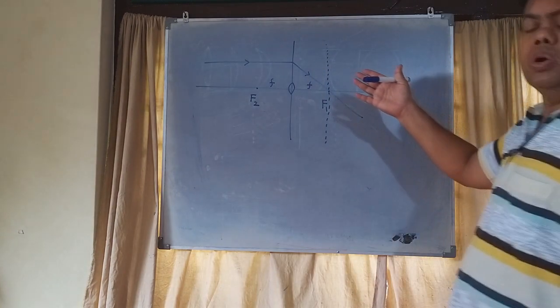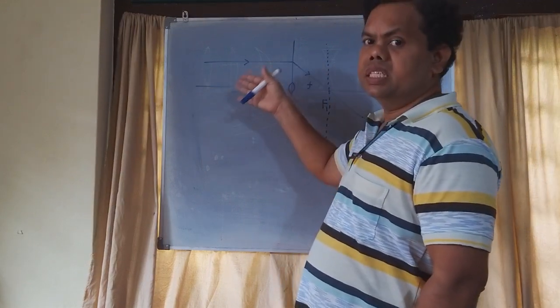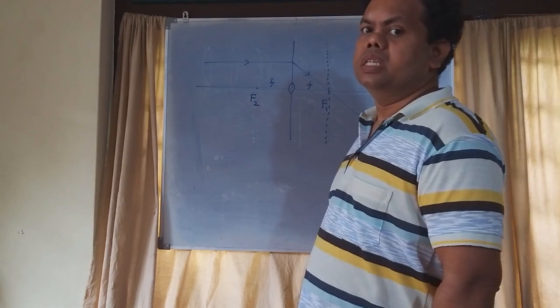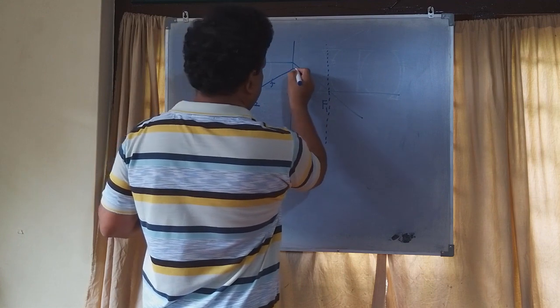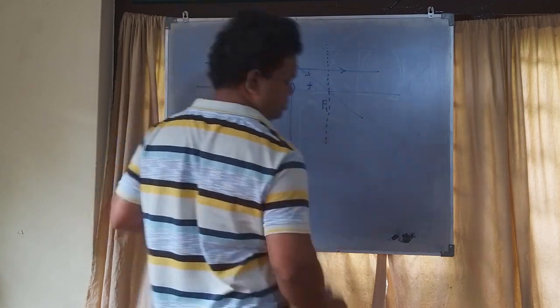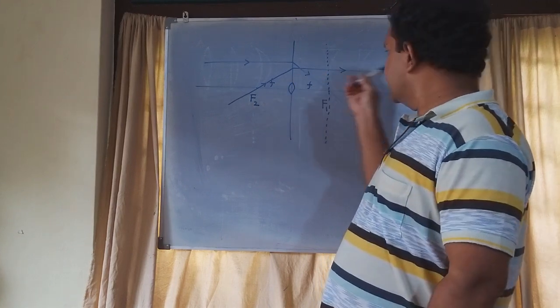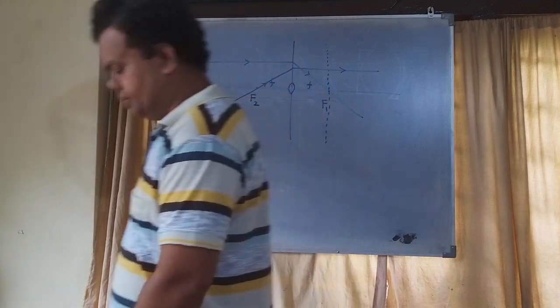A point on the main axis at the other side of the lens, at the same distance as the focal length, is called the secondary focus. A light ray incident through the secondary focus continues parallel to the main axis after refraction through the lens.